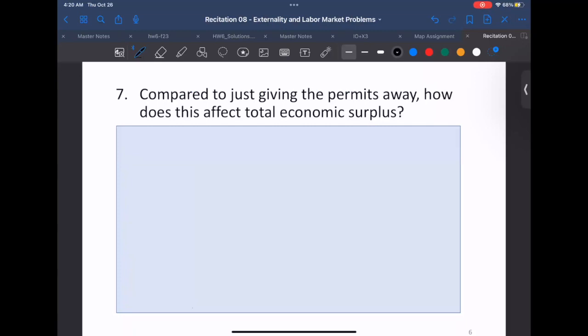compared to just giving the permits away, how does this affect total economic surplus? So there are two scenarios: a scenario where Ben and Jerry can bargain, and then a scenario where they can't bargain. As we learned in recitation, bargaining is going to lead us to the efficient outcome, which is QE and then PE.